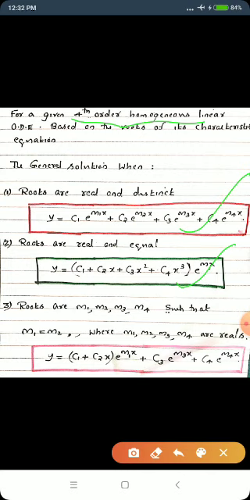And in case 3, the roots of this fourth order homogeneous linear ODE are m1, m2, m3, m4, all real, in which m1 and m2 are the same. In that case, the solution y is c1 plus c2x, times e raised to m1x, plus c3 e raised to m3x plus c4 e raised to m4x, since m3 and m4 are different and m1 and m2 are equal.